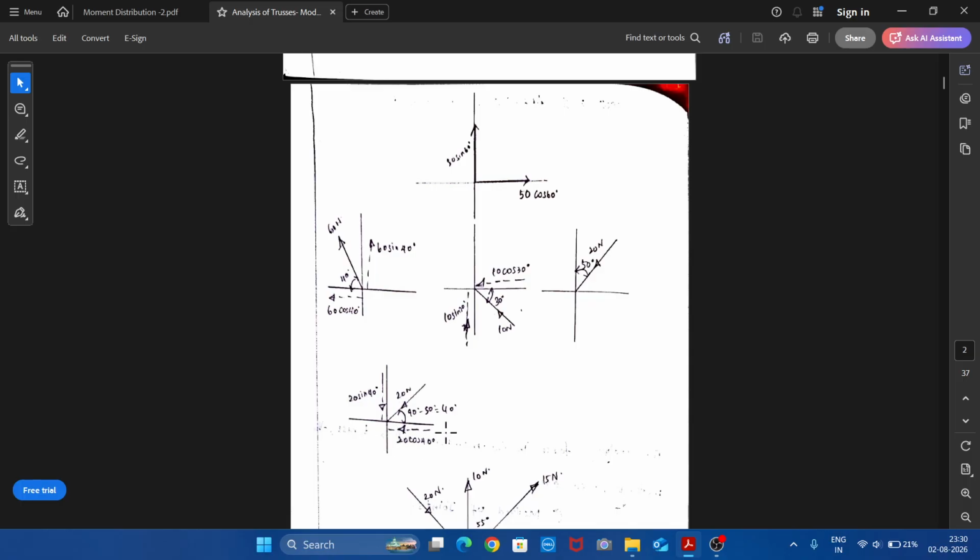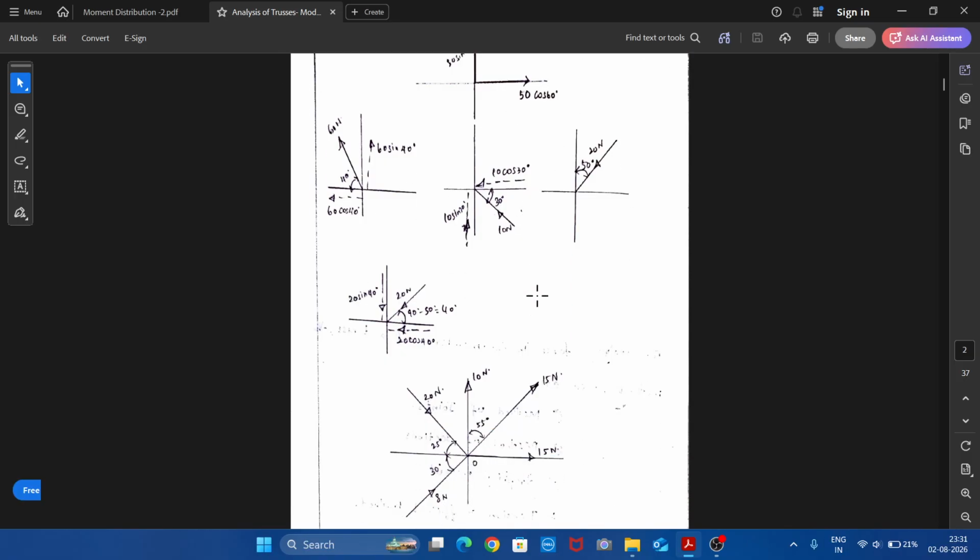Then as usual, horizontal component will be in terms of cos theta, that is cos 40. And this will be in terms of sine theta, therefore sine 40. And after resolving, where will the arrowhead be pointed? After resolving horizontally, the arrowhead will move towards left here, therefore minus. And after resolving vertically, the arrowhead will be pointed downward, therefore minus for the vertical component also. So this procedure we are going to use for the analysis of trusses.